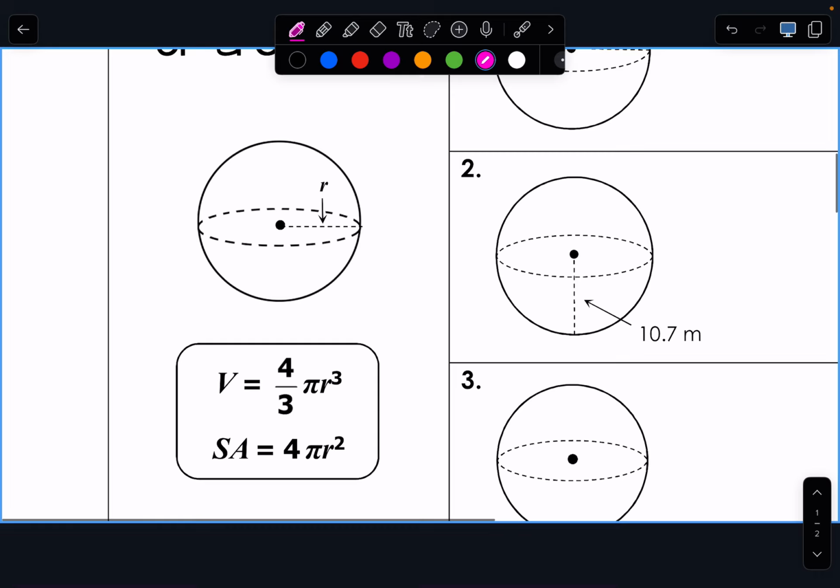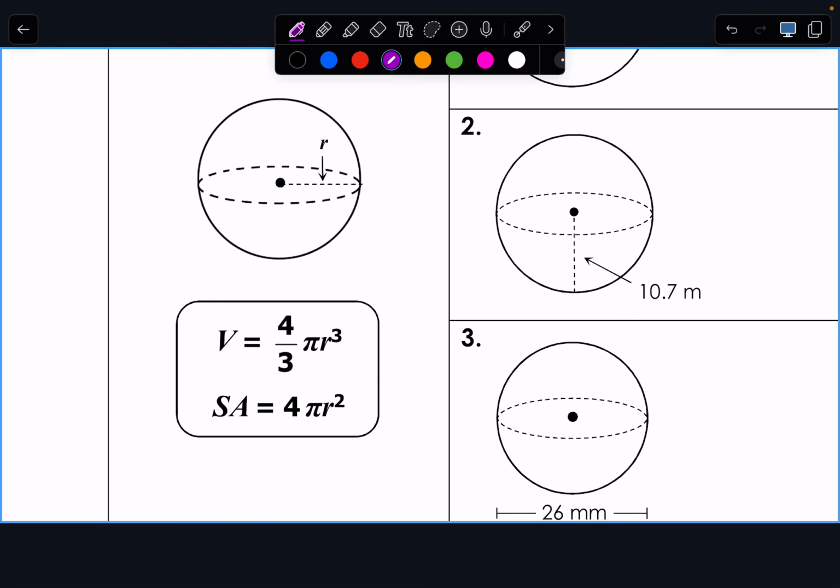Now, what I want you to do, come down here. I want you to circle this volume formula, and I want you to cross off the surface area. We're not doing the surface area formula. We are only doing the volume formula. 4/3 pi r cubed. Okay? So all we have to pick out from our sphere is the radius, and we need to be able to use our calculator correctly. So if you don't have a calculator, I need you to get one now.